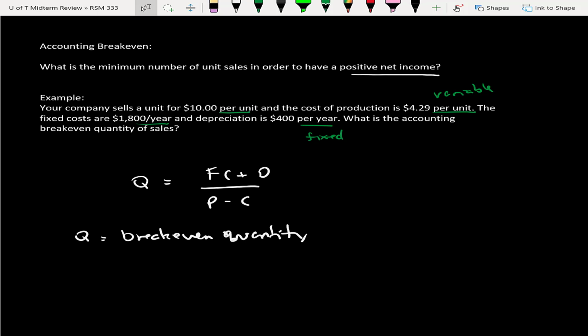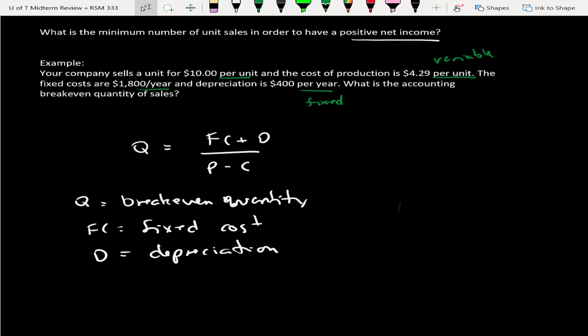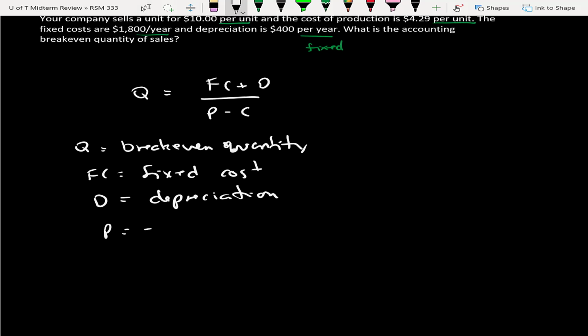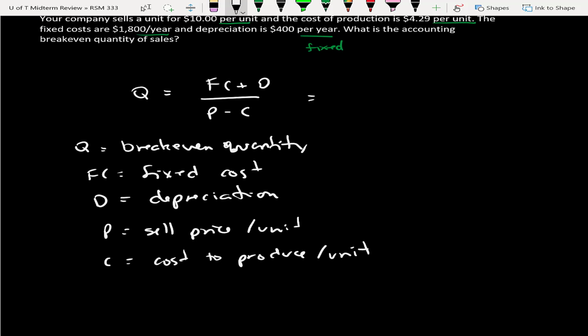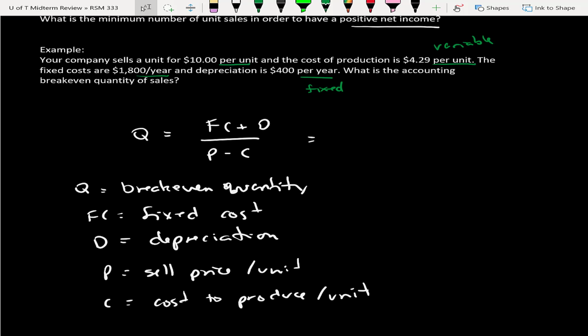And that's for accounting, for net income. FC is fixed cost. D is depreciation, and both of those would be over a time period. P is the selling price per unit. And C is the cost to produce a unit. So both of these are variable. And we're given all of this information, so it's simple to plug it in.